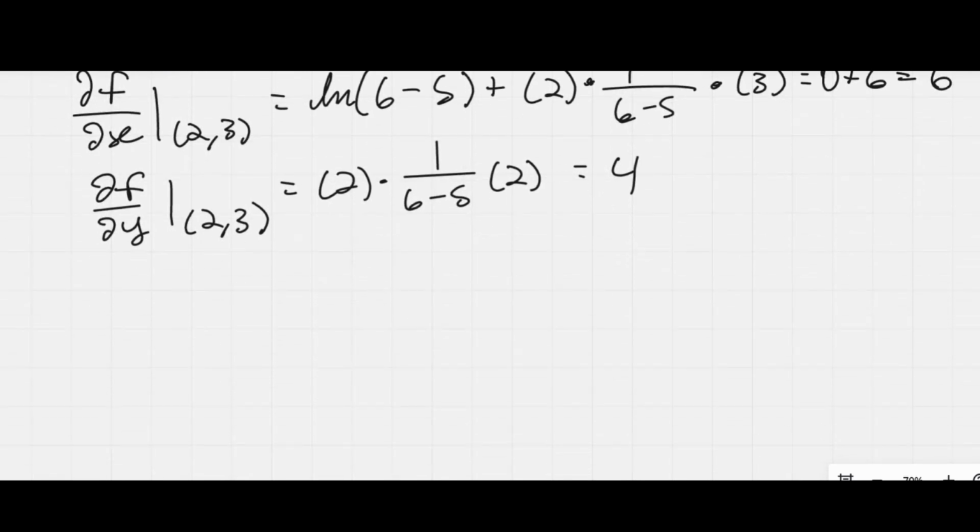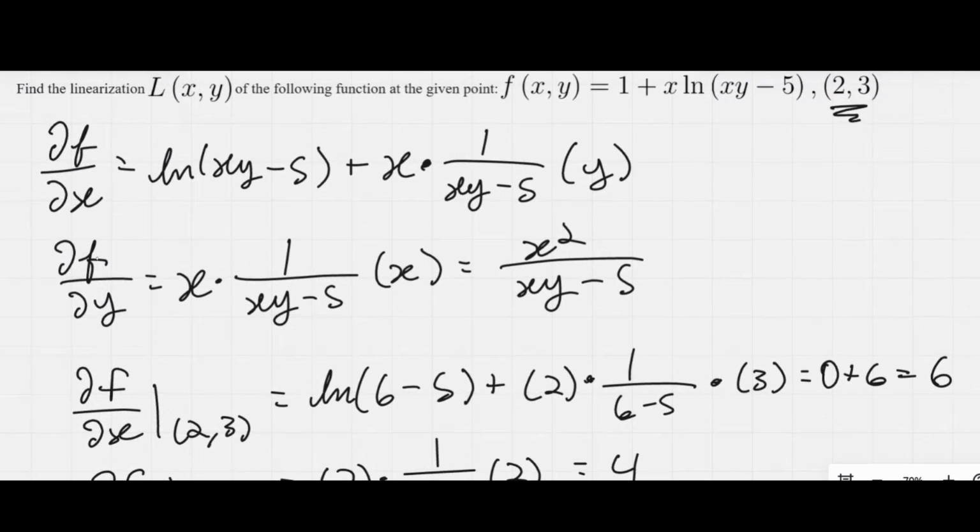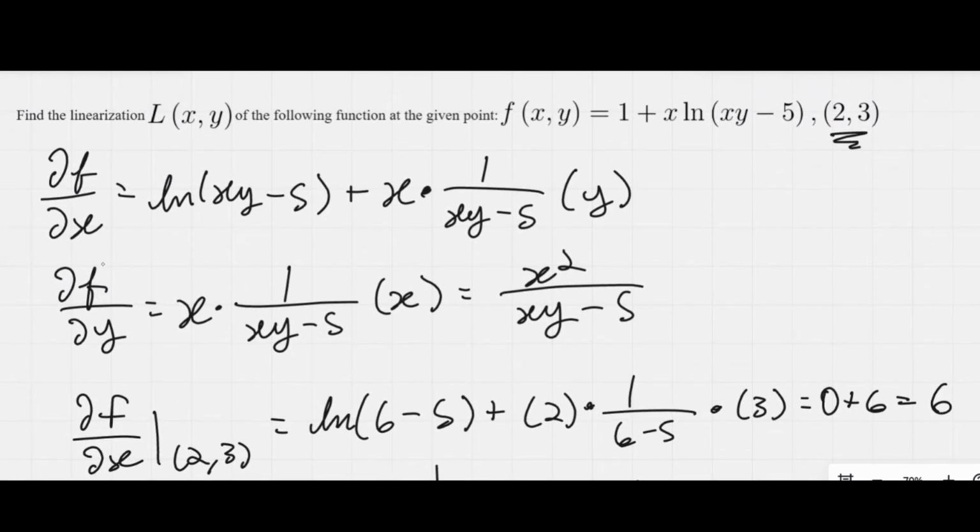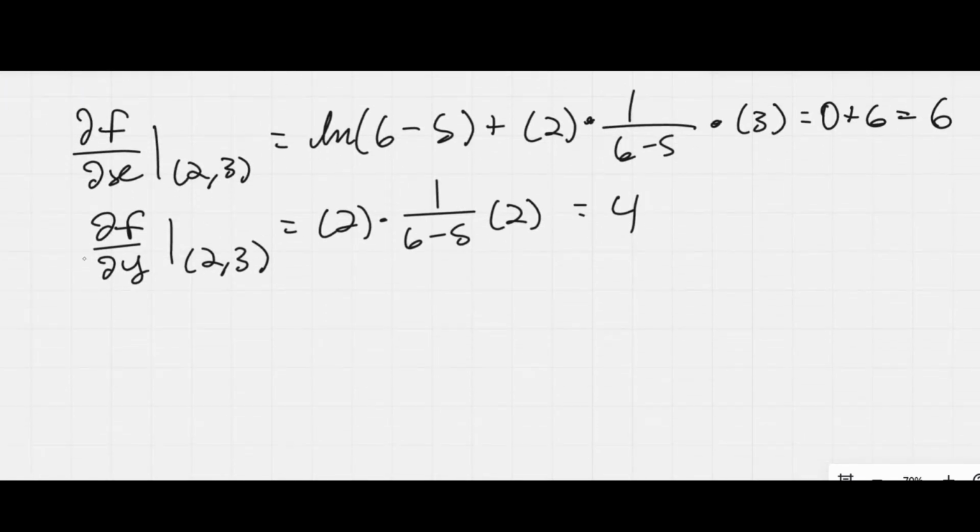So now let's calculate our z-value, because we have yet to have a z-value. We have our x naught, our y naught, we have our two slopes, but we don't have a z-value. So let's first remind ourselves of what the actual function is. And the actual function is going to be 1 plus x ln(xy minus 5). And so plugging in the values for x and y, that leaves us with z is equal to 1 plus 2 times ln(2 times 3 minus 5).